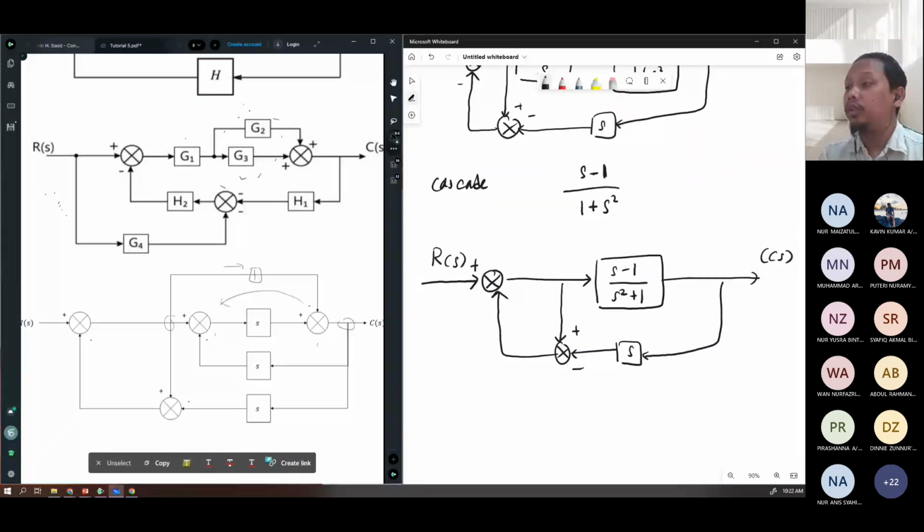Okay, so we get into this arrangement. From here, again there is no cascade, no parallel, and no feedback, meaning that we need to shift. So we can shift a pick-off point. Maybe we can shift this pick-off point to the right. If we shift this to the right, then the line here, which has transfer function equal to 1, will be divided by this transfer function here.